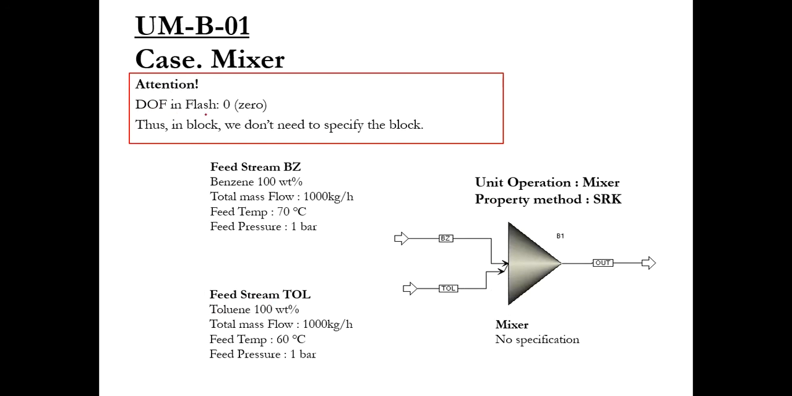Attention please, the degree of freedom in this is 0. In this block we do not need to specify anything. I told you in our previous exercise, related to physical properties estimation, that we have to define the specification of the stream at the inlet, and once you connect the outlet, it will converge. It means you do not need to specify anything for the mixer. If you had to define anything for the block, its degree of freedom wouldn't be 0 but greater than 0, which we will discuss later. We will use the property package SRK, Soave-Redlich-Kwong, since it's a hydrocarbon mixture. We can also use Peng-Robinson, but for this exercise we will use SRK.